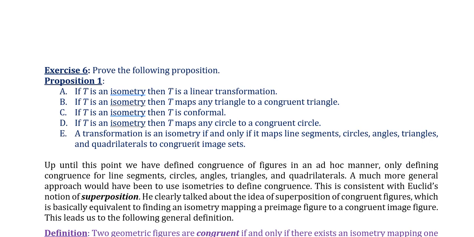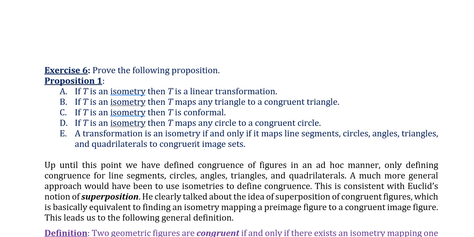That basically is the same as B, right? Showing that if it's an isometry, then it must map angles to congruent angles. If it's an isometry, then T maps any circle to a congruent circle. That one is pretty straightforward.